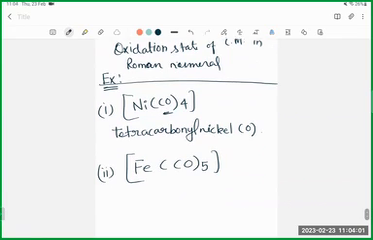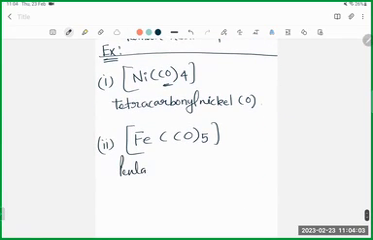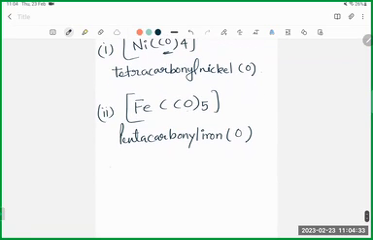Pentacarbonyl iron. Penta, iron, carbon, pentacarbonyliron. Iron. Very good. Do not write any Latin name here, because what is the common name used here? Iron. After that, oxidation state: 0, 0, because carbonyl is neutral. Very good. Well done. Do the next one by yourself.